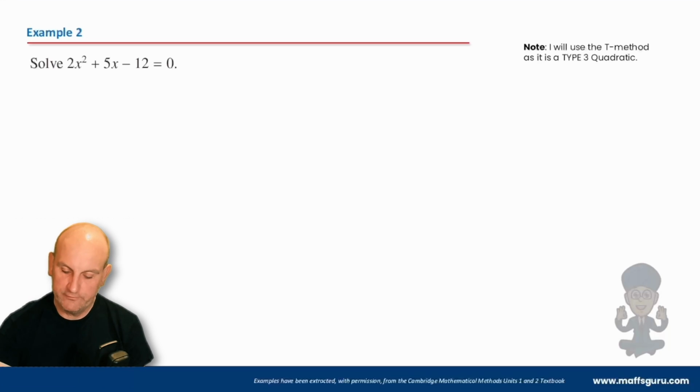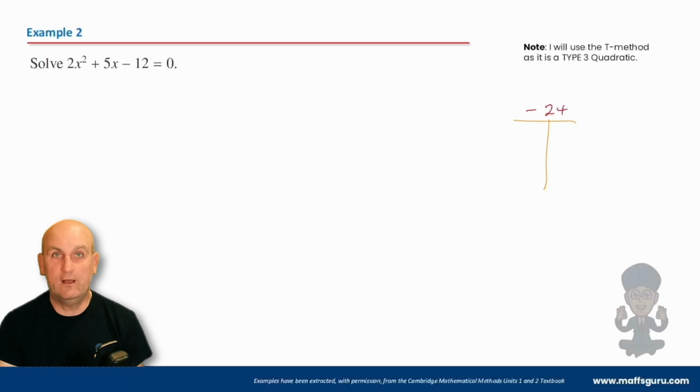Let's see what I've got to do. So I take my t and I take my a term and I multiply it by my c term. Now notice here I've got an a of 2 and a c of -12. So when I multiply those two together, I get -24. All right. Now, having written that on there, what do I do now?